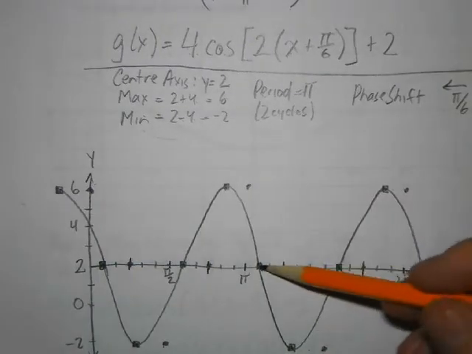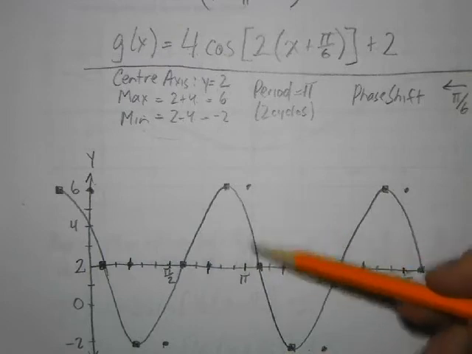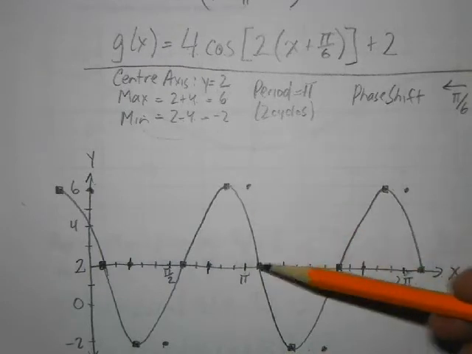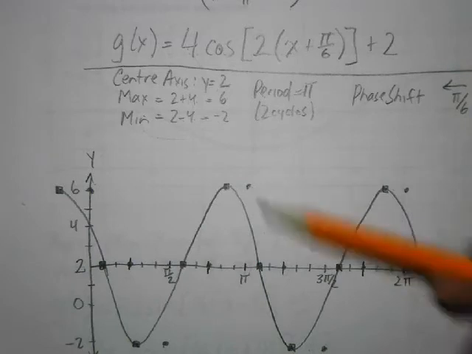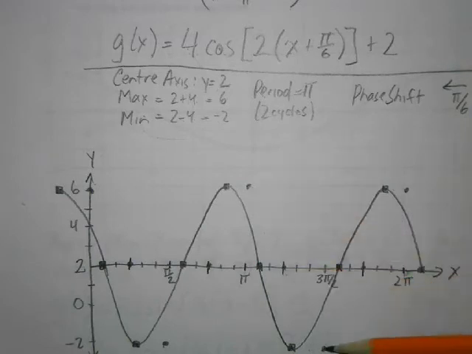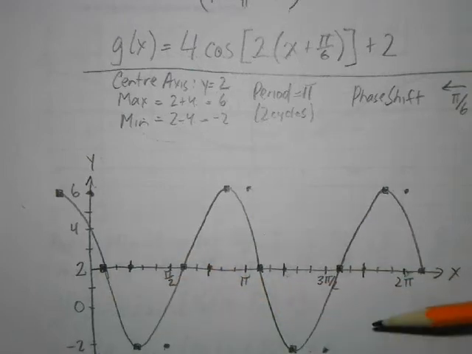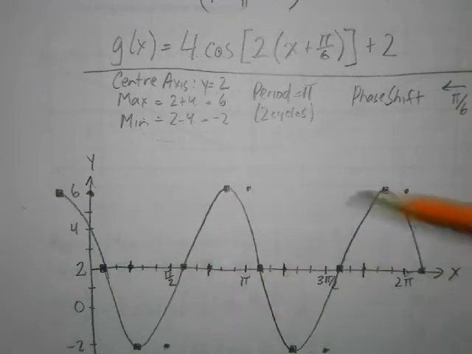Then I do the same points here. So it starts there, down to the bottom, back to the middle, back to the top. So those are, I forget how many points it was, 9 points I think. And then what I do is I do my phase shift.